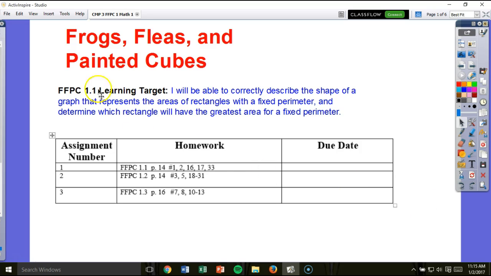To begin with, our first learning target for FFPC, as in Frogs, Fleas, Painted Cubes, FFPC 1.1, is: I'll be able to correctly describe the shape of a graph that represents the areas of rectangles with a fixed perimeter and determine which rectangle will have the greatest area for a fixed perimeter. Our ACE work for this first investigation is starting on page 14. It's 1, 2, 16, 17, and 33.